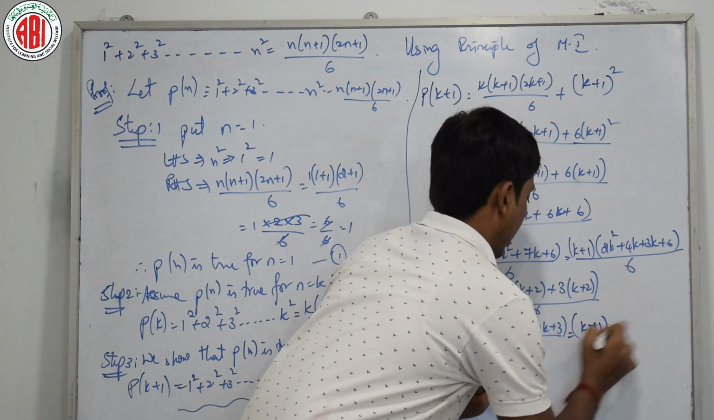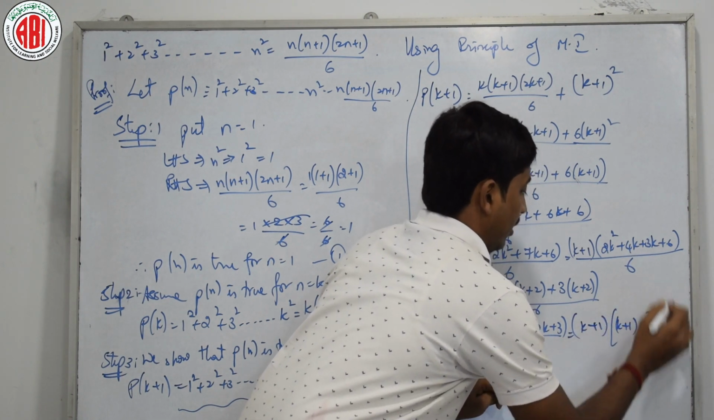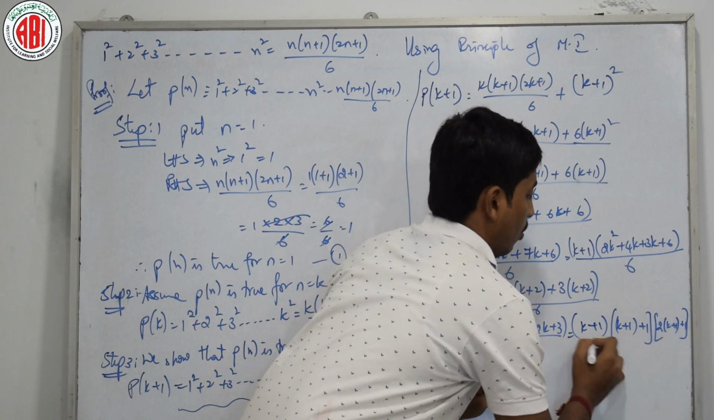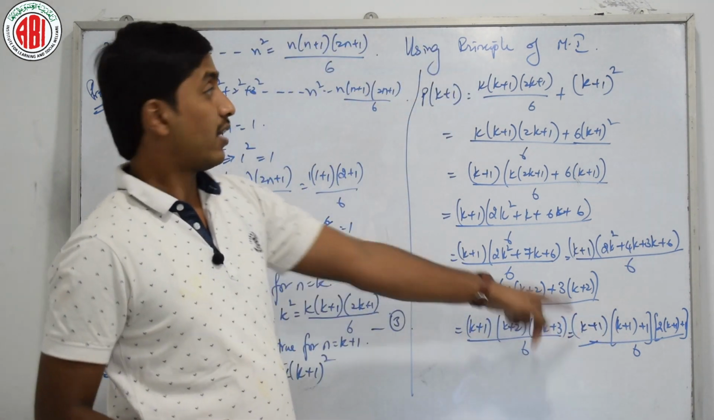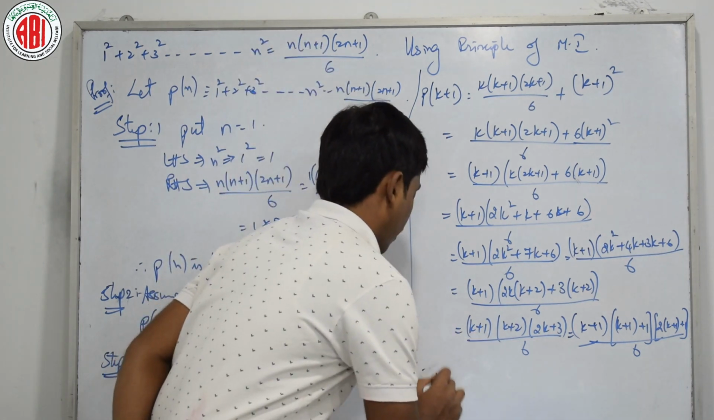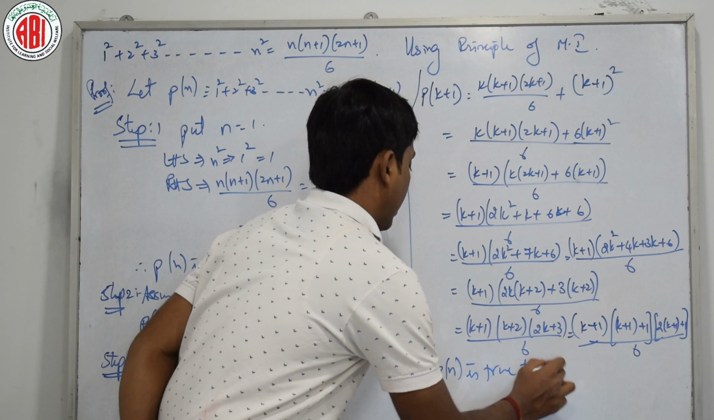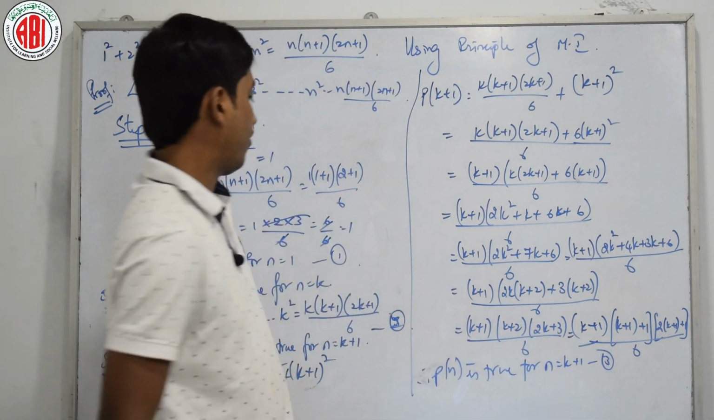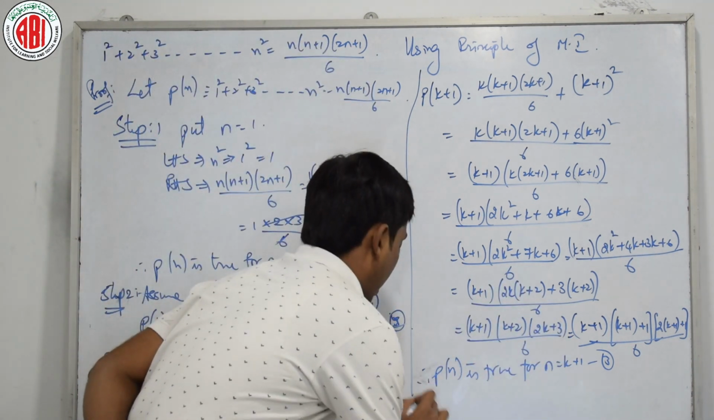(k plus 1) into (k plus 1 plus 1) into (2 into (k plus 1) plus 1), whole divided by 6. Is this the statement? Yes or no? Fine. Therefore, P of n is true for n equal to k plus 1. This is my second step. Therefore, from 1, 2 and 3, we can prove that.